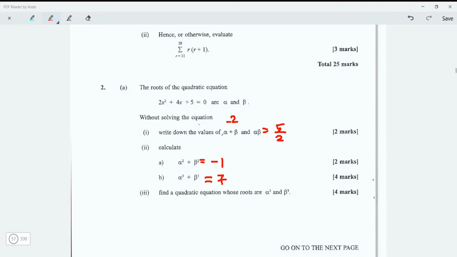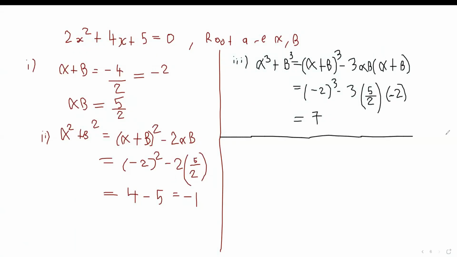To find that quadratic whose roots are alpha cube and beta cube, we need a new quadratic equation. I like to write new QE, my new quadratic equation. Remember, it's going to be x squared minus the sum of the roots times x plus the product of the roots, equals 0. So now the sum is alpha cube plus beta cube, which we already know equals 7.